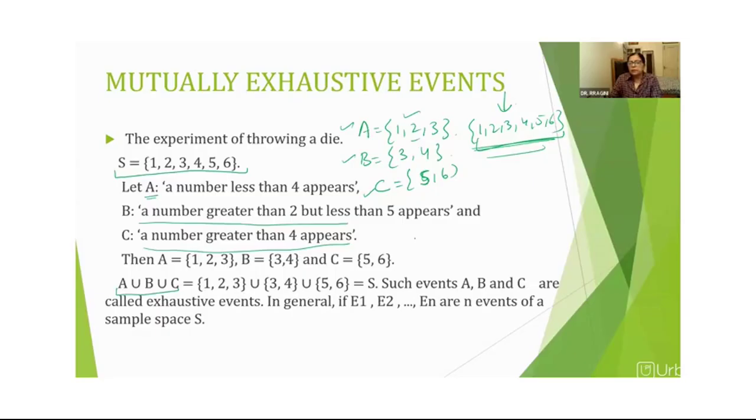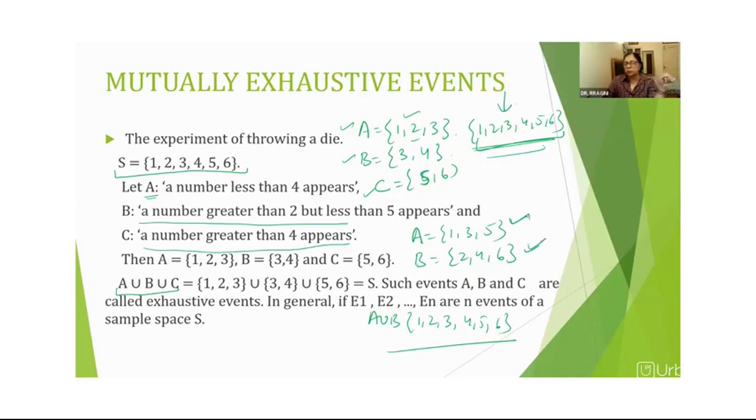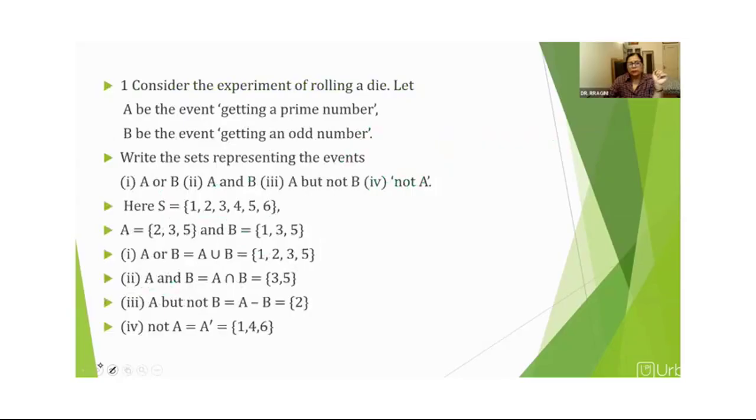Like if we go by the previous example also, let A be odd numbers, 1, 3, 5. B is 2, 4, 6. Again, if we take A or B, A union B, so what will we write? 1, 2, 3, 4, 5, 6. Again, we got the whole sample space. So these are two mutually exclusive events as well as mutually exhaustive events, because the sum of these two events gives us the whole sample space.